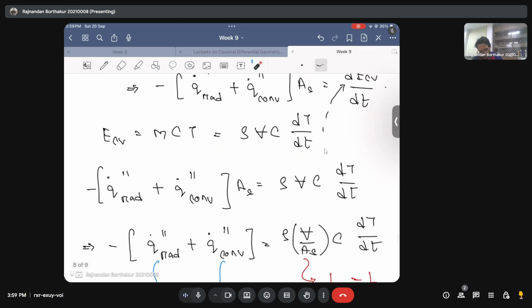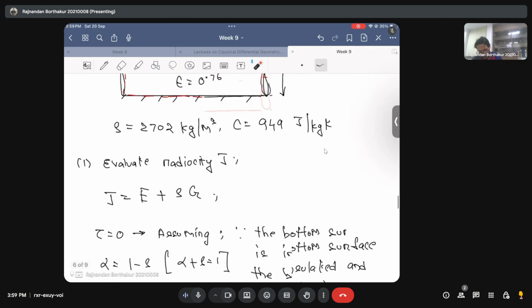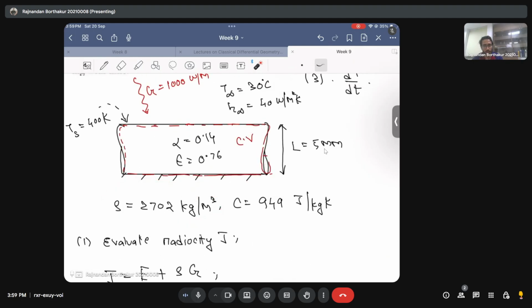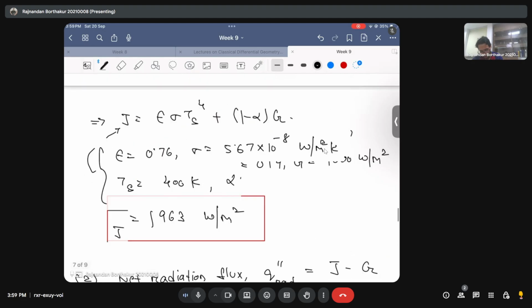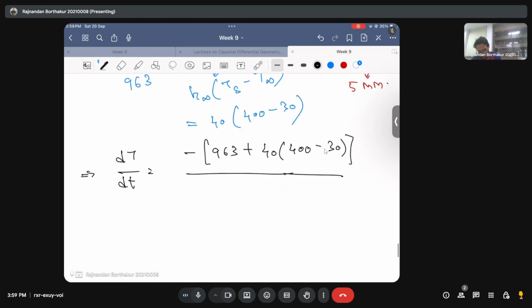It is given that the density and the specific heat of the body are: density equal to 2702 kg per meter cube, and specific heat 949 joule per kg Kelvin. So it becomes 2702 times the heat capacity, which is 949, times the characteristic length of the body, which is its thickness, and that is equal to 5 into 10 to the power minus 3. If you evaluate this, this will be your rate of change of temperature with respect to time, with units Kelvin per second.